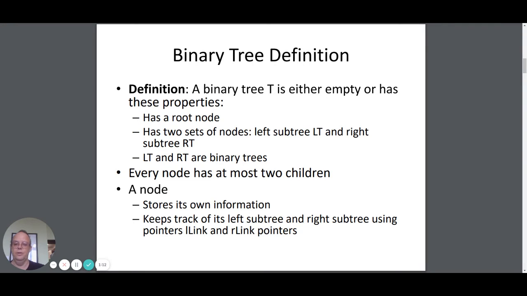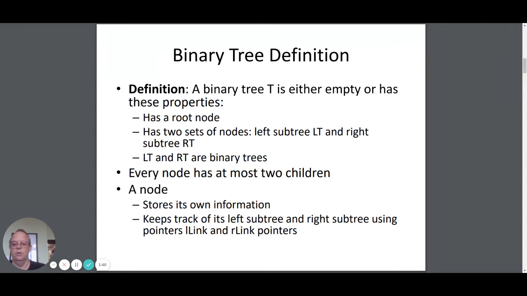So a binary tree is either empty or has these properties. One, it has a root node, and then it has two sets of nodes, a left subtree and a right subtree. And both the left subtree and the right subtree are binary trees, so this is a recursive definition. Every node has at most two children, and a node stores its own information. It keeps track of its left subtree and right subtree using pointers, left link and right link.